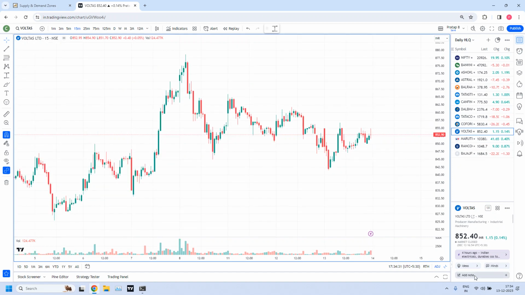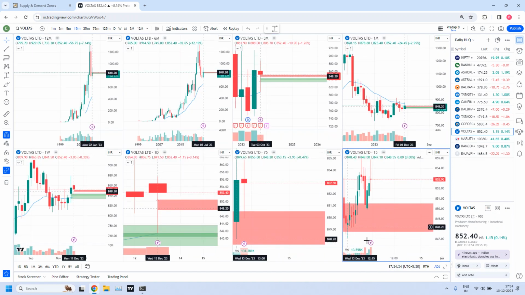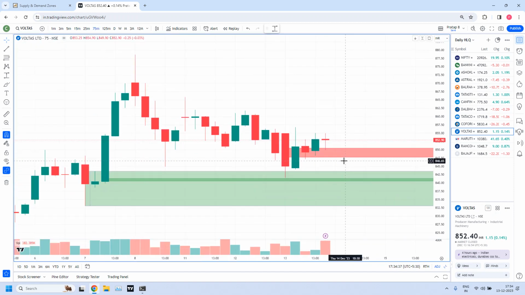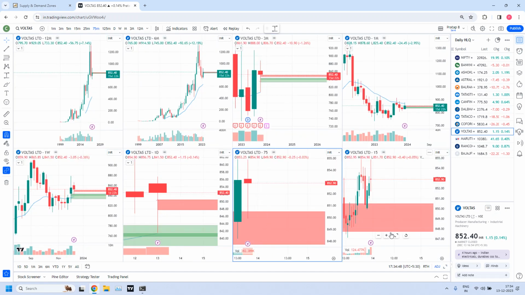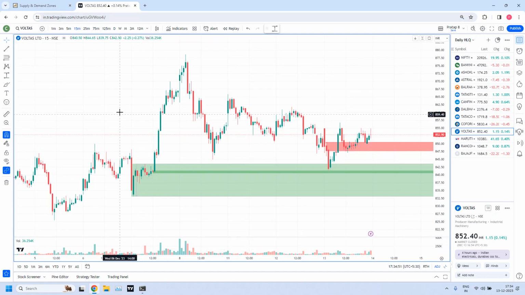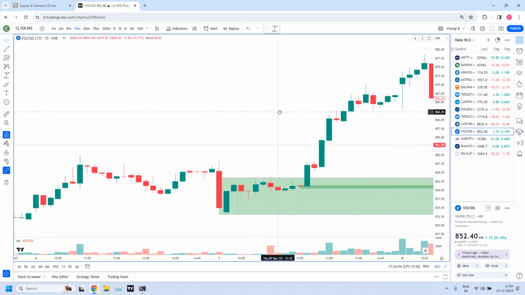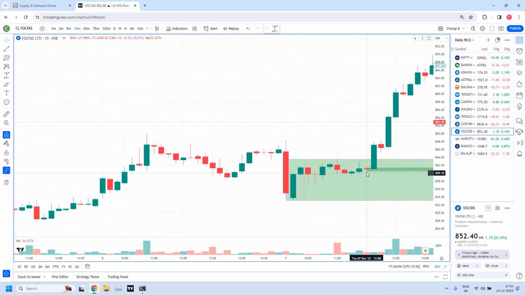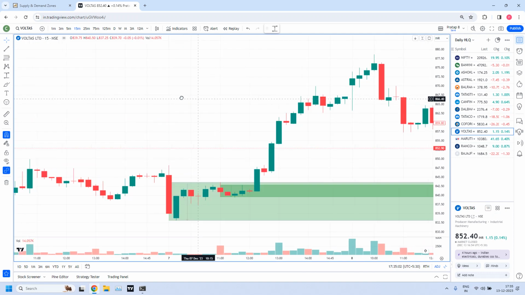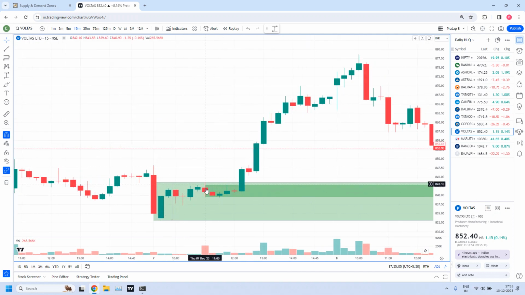Next one is Voltas. Voltas is a 75-minute zone. So inside this 75 minutes, we have a fresh 15-minute zone. First, yeah. So this is a 15-minute zone like this. So we have a leg candle and then 4 base candles and we have a leg out.